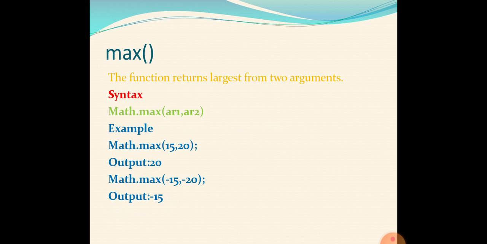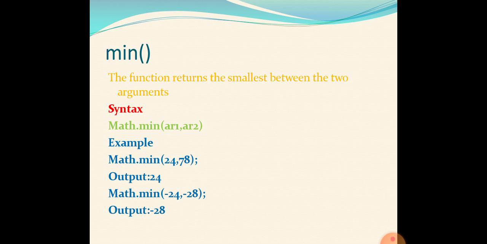Next is the max function. It will return the greater number among two arguments. So the example is Math.max(15, 20). The output obviously will be 20. Math.max(-15, -20), output will be minus 15.